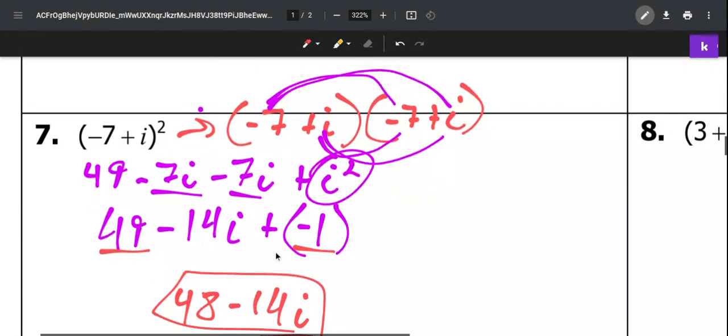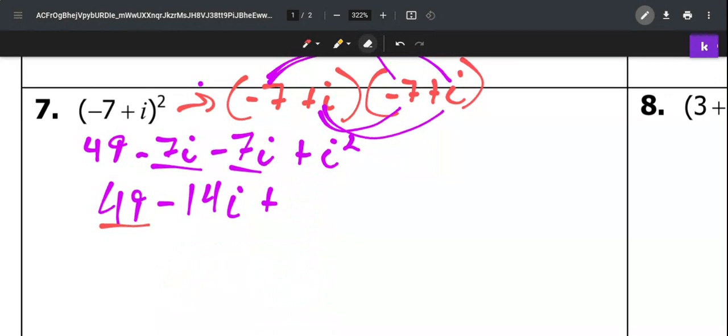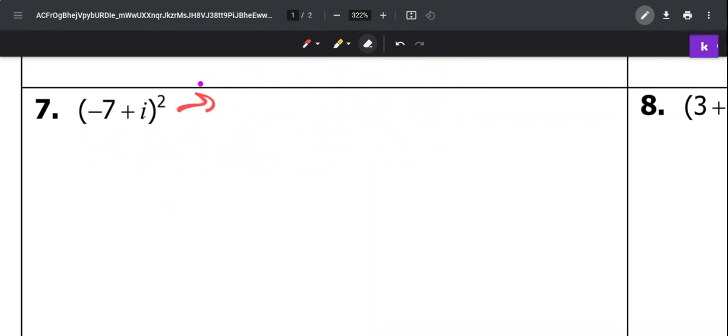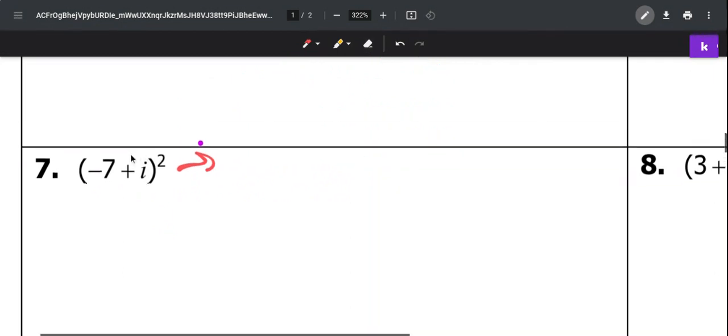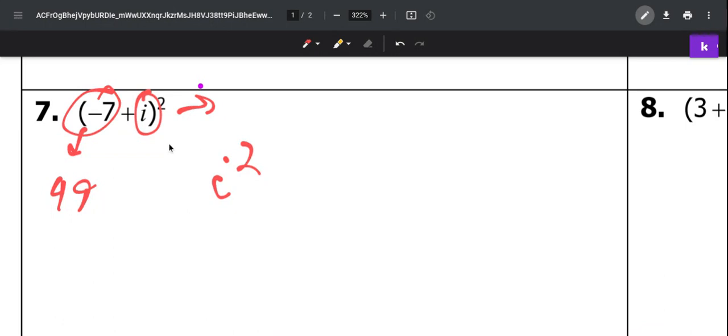Now, I've told you this a couple times, but I'm going to show you again. There's another way we could actually FOIL this. The reason we can use this trick is because this parentheses is squared. So when it doubles up, what we can do is take the first term, square it. So -7 squared is 49. We leave a space and we take the second term, square it. So I squared.